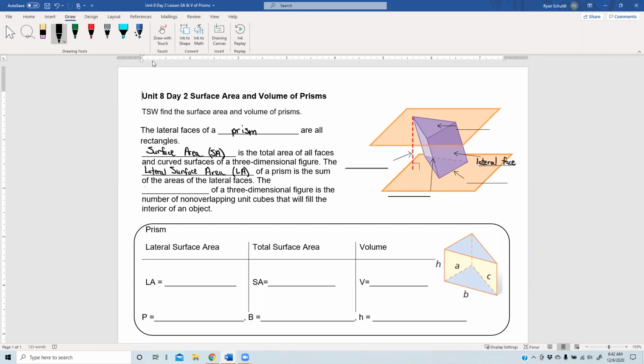The volume of a three-dimensional figure is the number of non-overlapping cubes, unit cubes, that will fill the interior of the object. The volume we abbreviate as V.